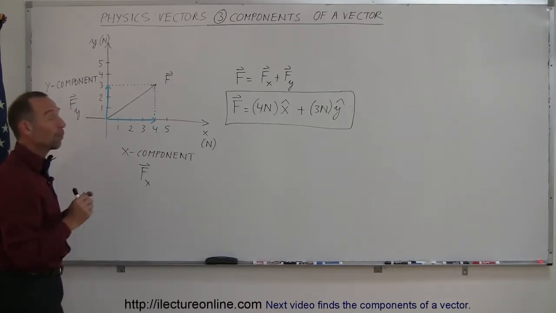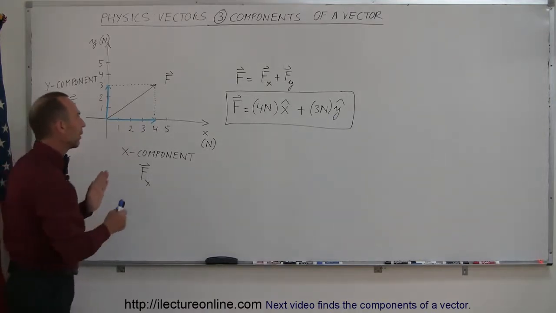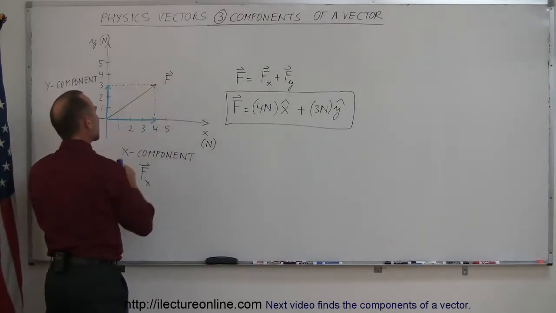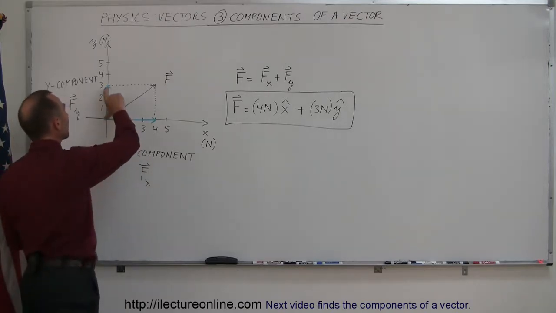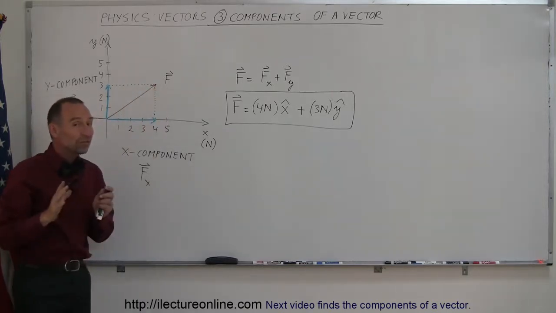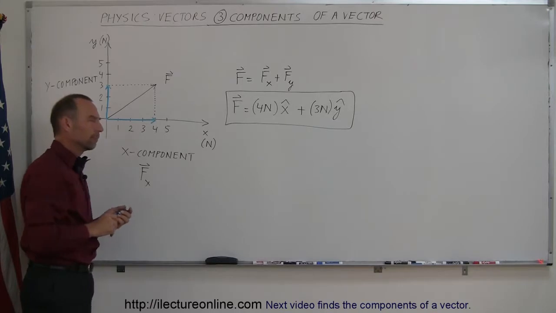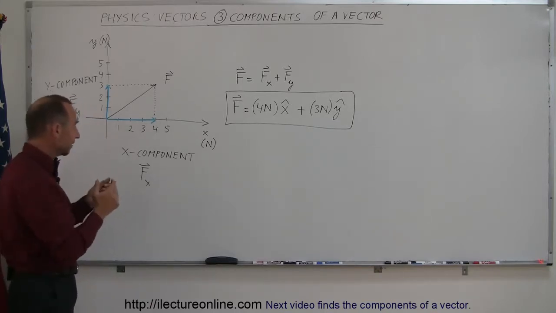All right? So we haven't shown you yet how to find those components if you're given the vector. Now also notice that the magnitude of this vector here can be found by using the Pythagorean theorem. Another thing you should know is that we can take vectors and move them anywhere you want. So I can take this vector and move it over here. It doesn't change the vector in any way, because it still has the same magnitude and it still has the same direction.